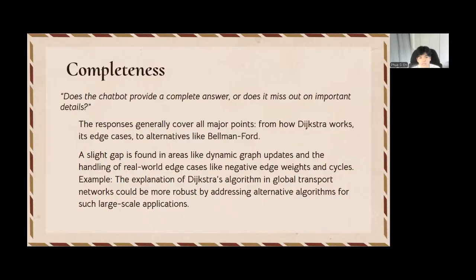Next, for completeness, this category looks at whether the responses cover all necessary aspects of the topic. The chatbot provides a solid overview of Dijkstra's algorithm, its edge classes, and alternatives like Bellman-Ford for handling negative weights. It also mentions the role of the priority queue and a backtracking process for reconstructing the shortest path.